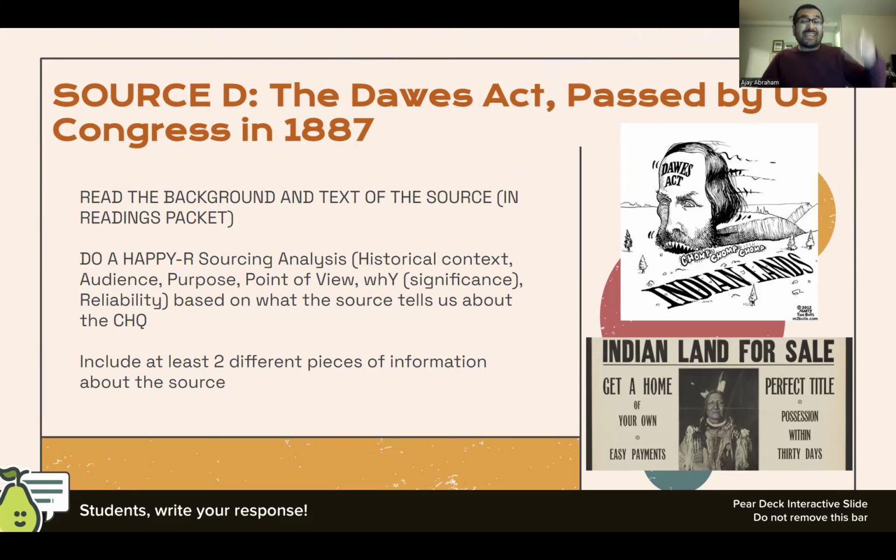Okay, it's also important to notice that it's 1887. This is after events like the Sand Creek Massacre and the Battle of Little Bighorn, where you have this violent conflict. And it's not going well for Native Americans, it's also not going well for the United States. And so Dawes is trying to find another solution. The problem is how he goes about doing that. So let's get into that.